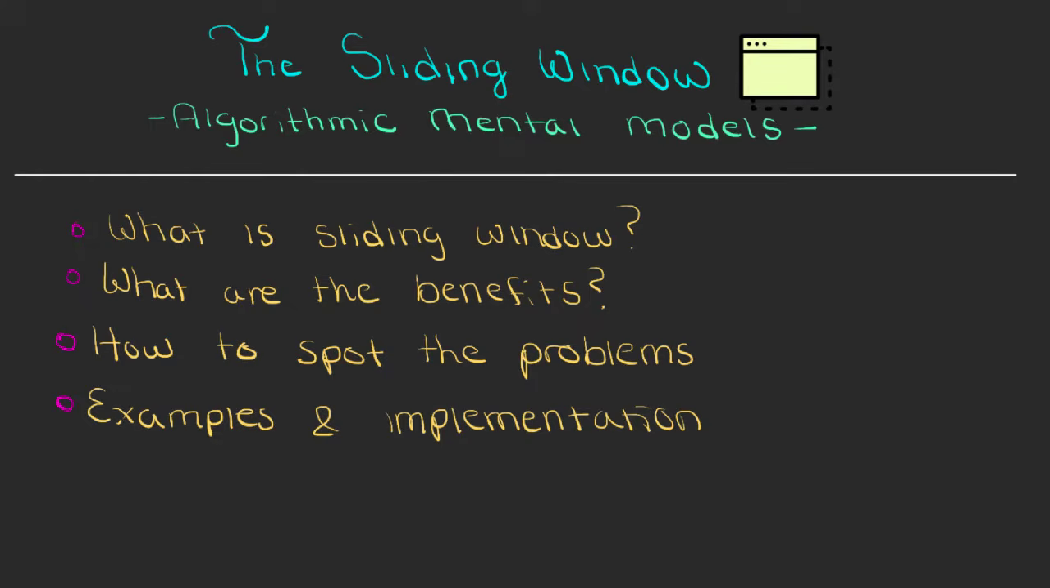In today's video, we are going to be talking about algorithmic mental models, and the algorithmic mental model that we are going to be covering today is the idea of the sliding window technique. This is a really powerful mental model to have in the back pocket of your algorithmic utility belt because it's really useful for solving a wide variety of problems.